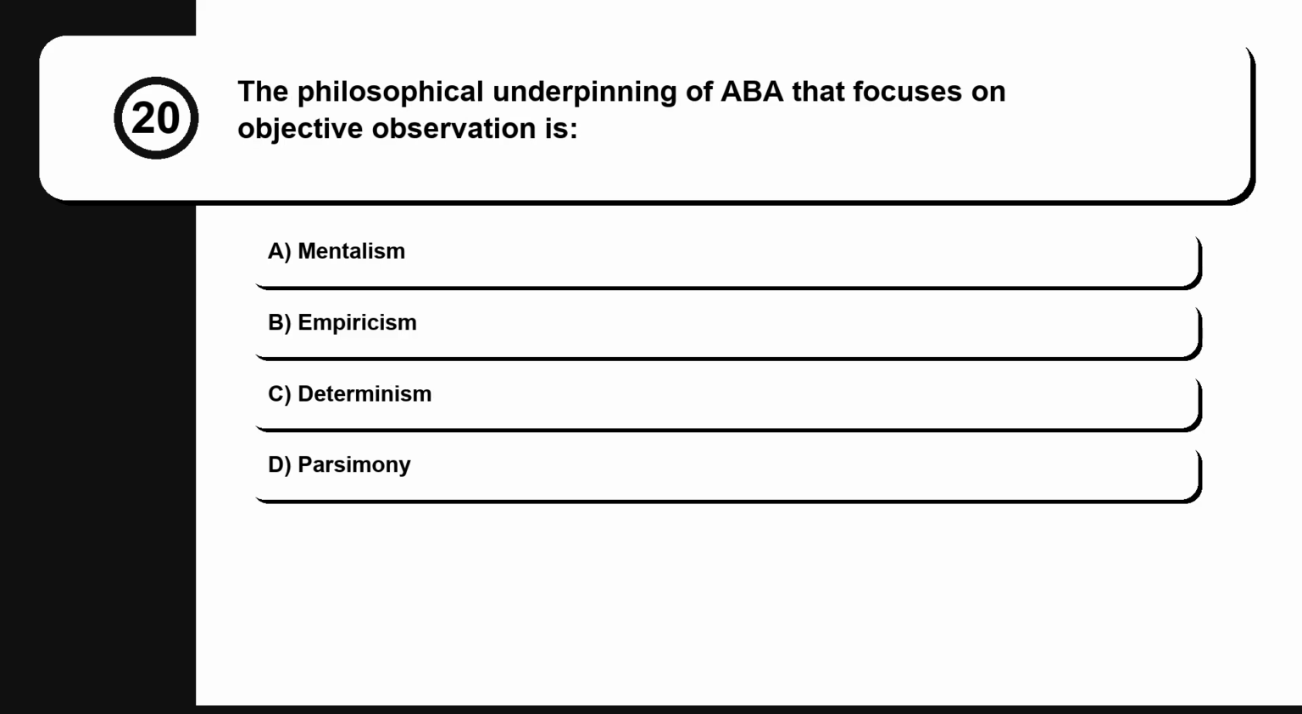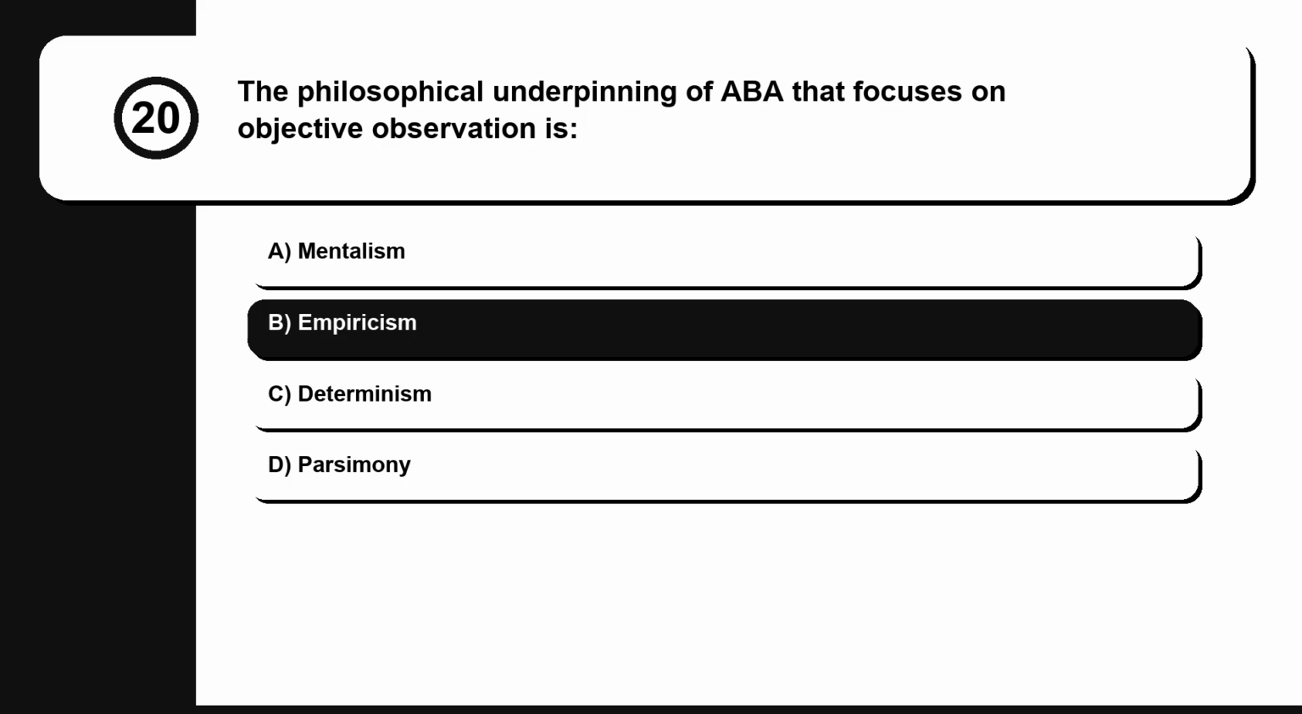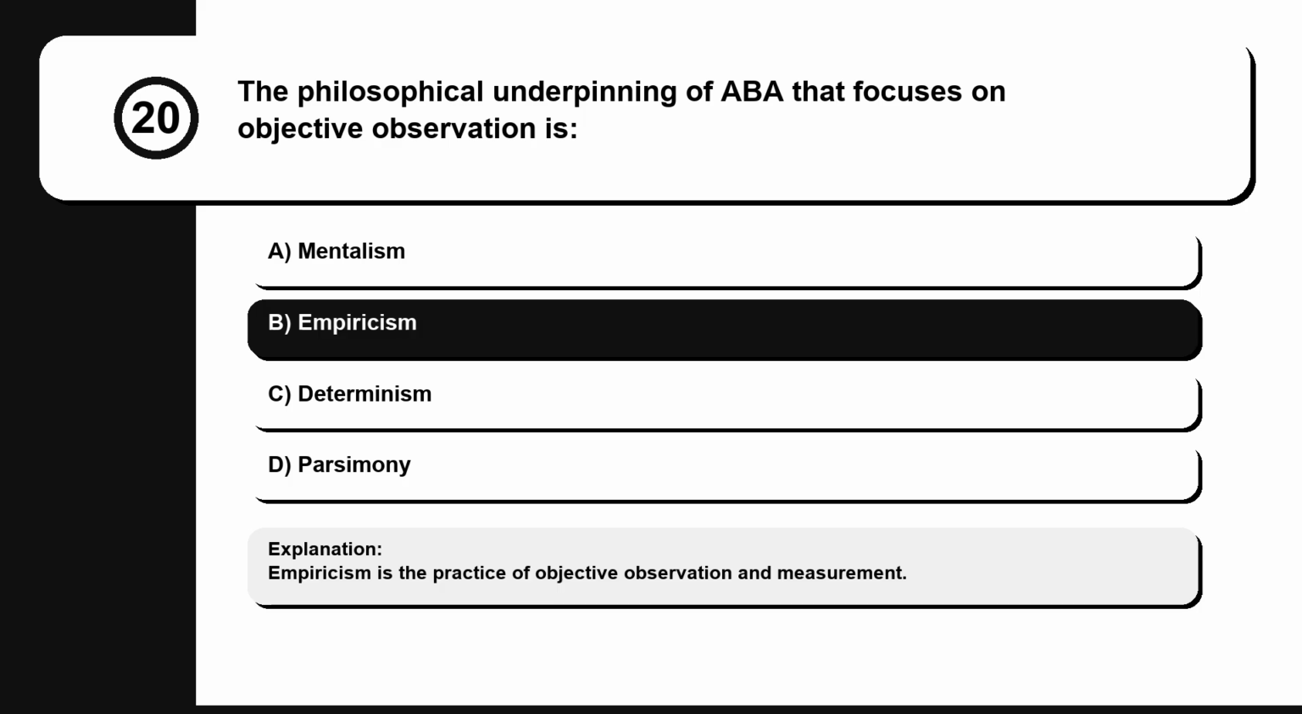Question 20. The philosophical underpinning of ABA that focuses on objective observation is A. Mentalism, B. Empiricism, C. Determinism, or D. Parsimony. The correct answer is B. Empiricism. Empiricism is the practice of objective observation and measurement.